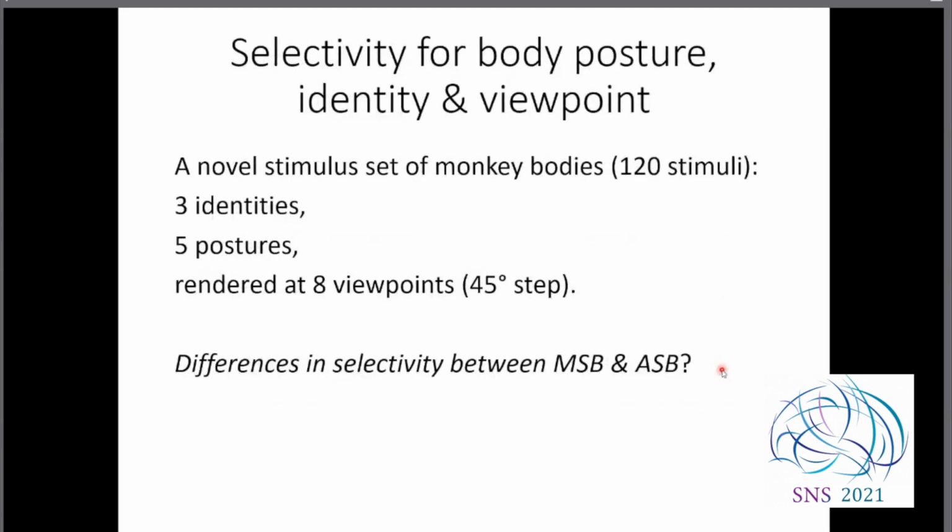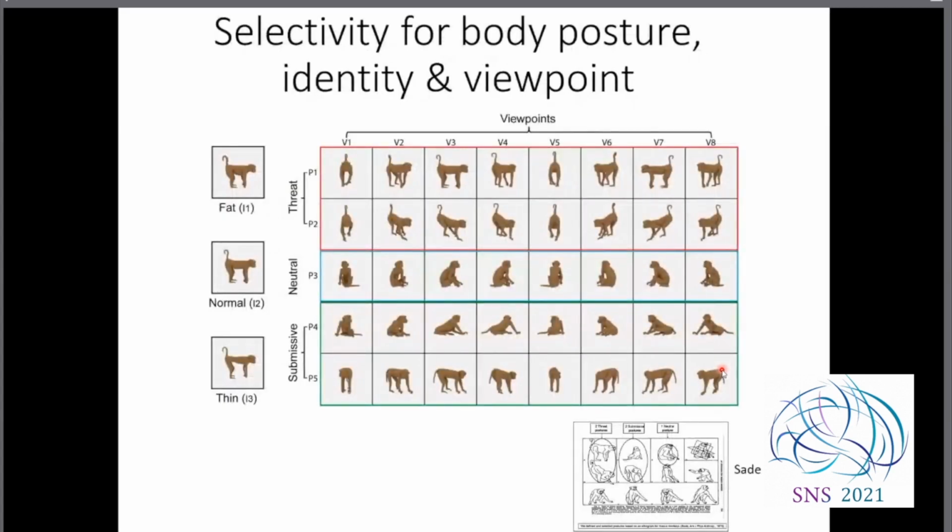Now, to get some handle on the differences between MSB and ASB, because we have these two patches, to see whether they are doing the same, because so far we didn't see much difference in all the data I showed. Thus far, it was pretty similar. But in order to get some handle, we created a new stimulus set of monkey bodies, monkey avatars basically. They consisted of 3 identities, 5 postures, and we ran them at different viewpoints. And we looked at how these cells encoded identity, posture, and viewpoint. So these are the avatars that we used.